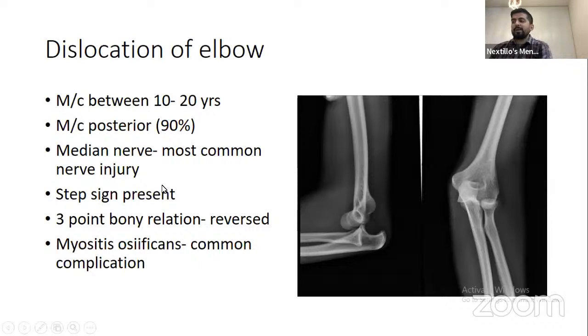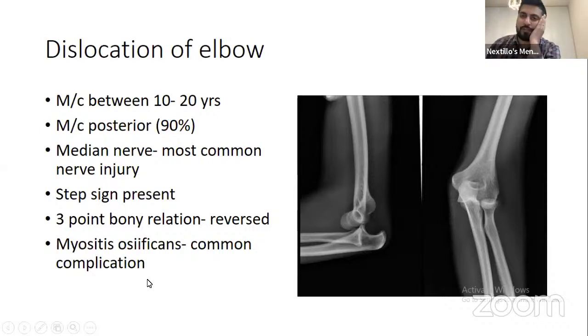Now, what is important in these injuries is that the 3-point relationship between the lateral epicondyle, the medial epicondyle, and the olecranon process is reversed, because the dislocated elbow will be high or upriding, and hence this relationship is reversed, and this is one of the characteristics of dislocation of the elbow. Now, myositis ossificans, again, as we know, injuries around the elbow can lead to myositis. So myositis ossificans is an important complication.